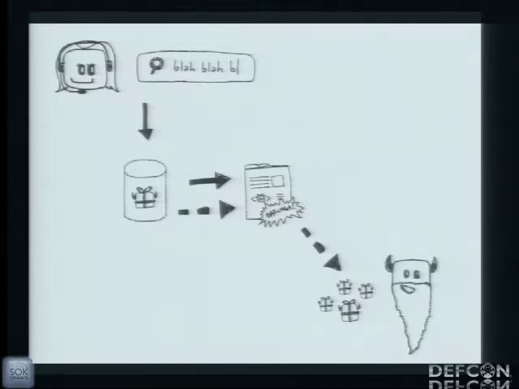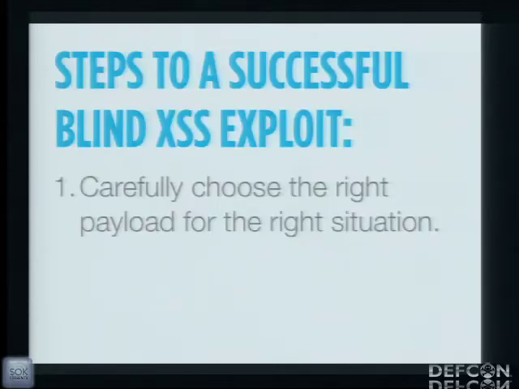Oh, happy me. So steps to a successful XSS exploit with blind cross-site scripting: you have to carefully choose the right payload for the right situation, and you have to really, really get lucky. It's basically magic. You throw crap against the wall until it might stick.